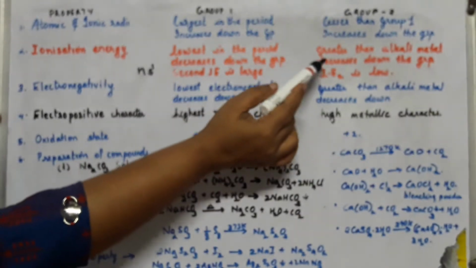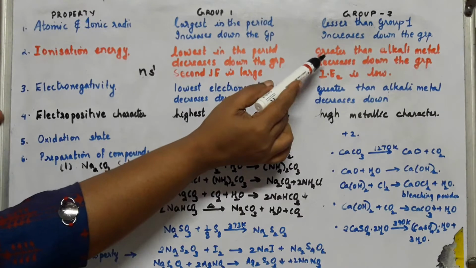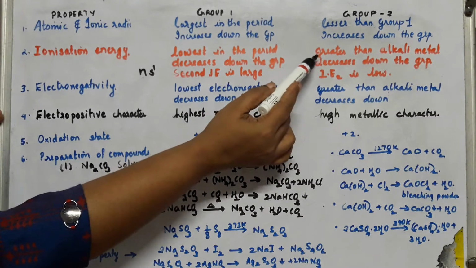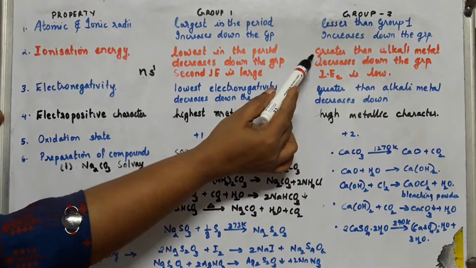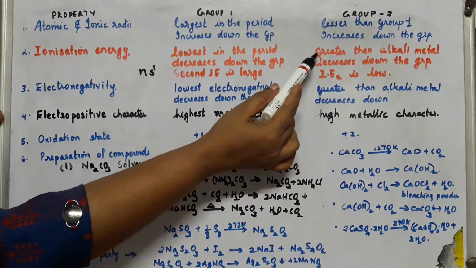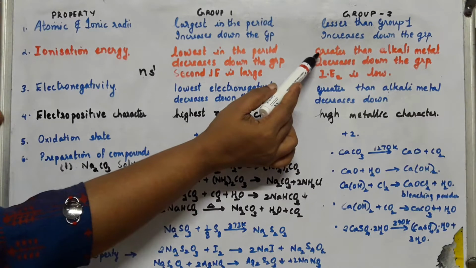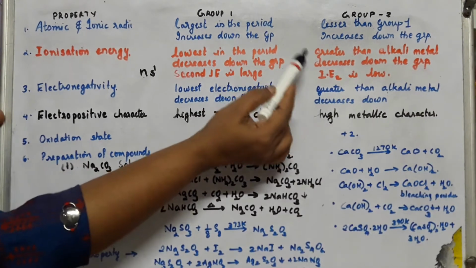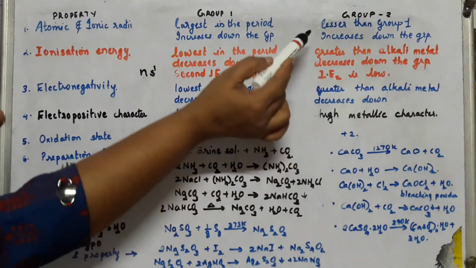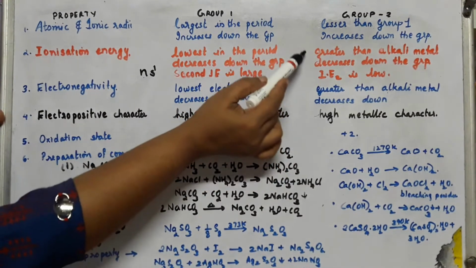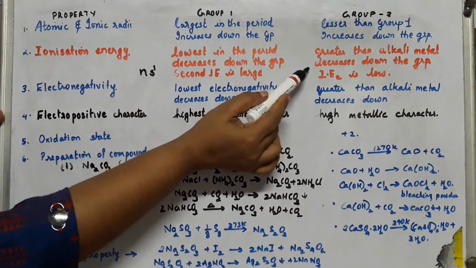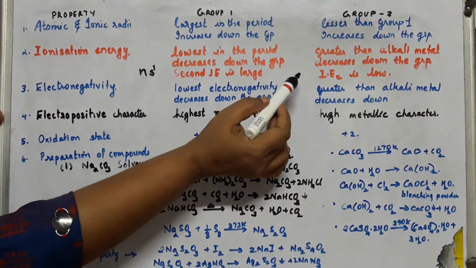Group 2 elements also have greater ionization energy than the group 1 elements. The reason for that is that nuclear charge is increasing, therefore atomic radii is decreasing. So ionization energy comparatively will be greater than group 1. Down the group it decreases. Again, the reason is the number of shells increases and ionization energy decreases.